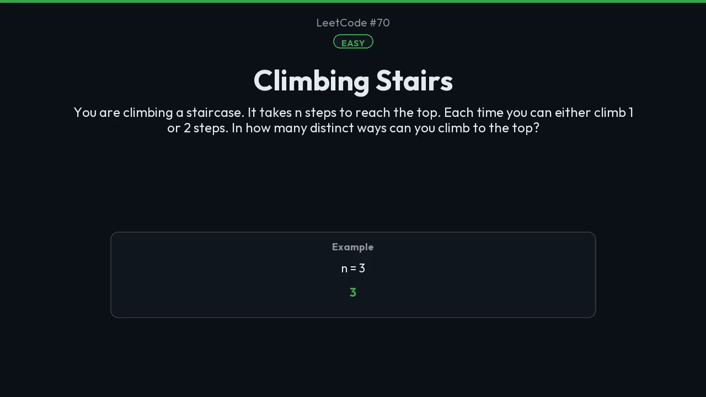Imagine you are standing at the bottom of a staircase with n steps. You can take either one step or two steps at a time. The challenge is to determine exactly how many distinct ways you can reach the top. For example, if there are 3 steps, you can go 1 1 1, 1 2, or 2 1, giving us 3 distinct ways. This problem might seem simple, but it hides a powerful mathematical pattern.